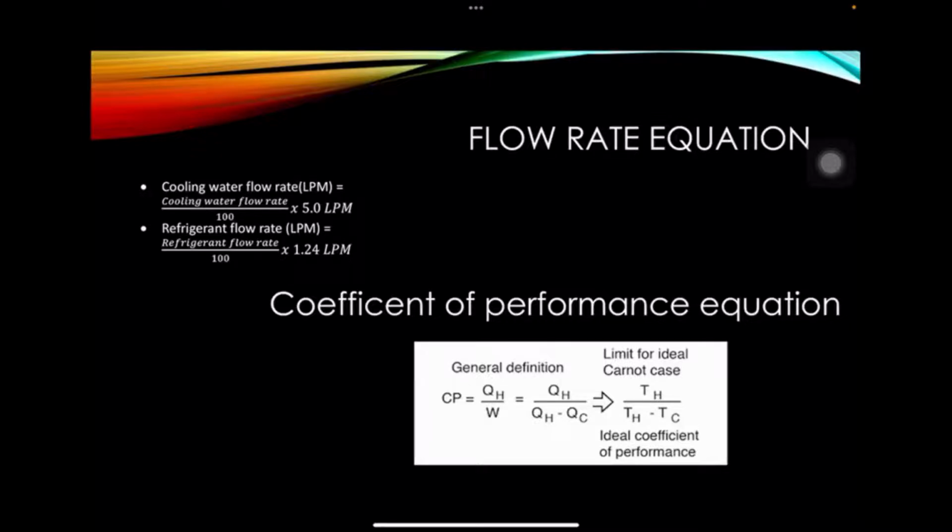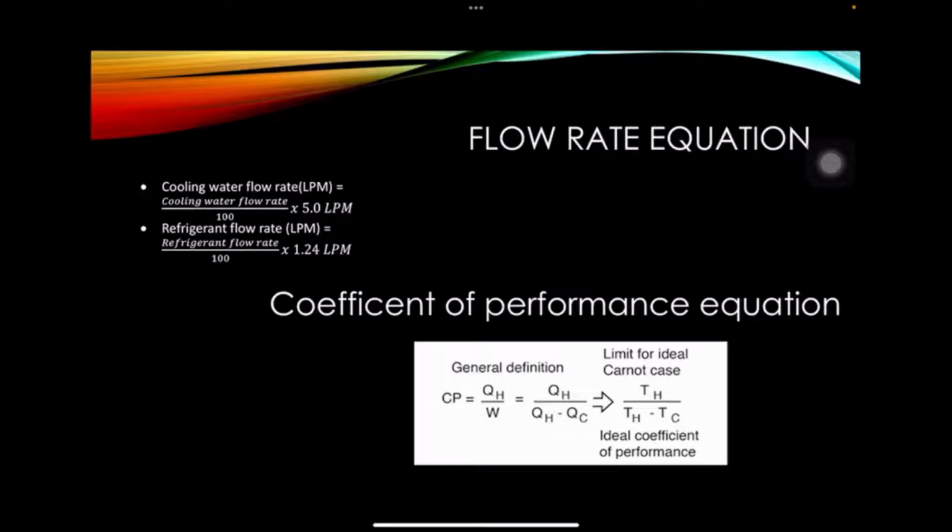This is the equation that we use throughout the experiment, which is cooling water flow rate divided by 100 and times by 5.0. The next is refrigerant flow rate. Refrigerant flow rate divided by 100 and times by 1.24.